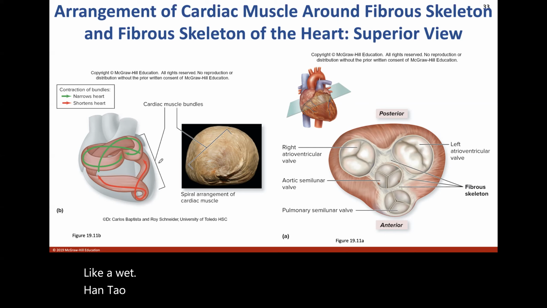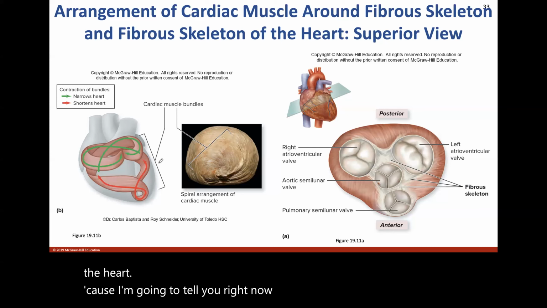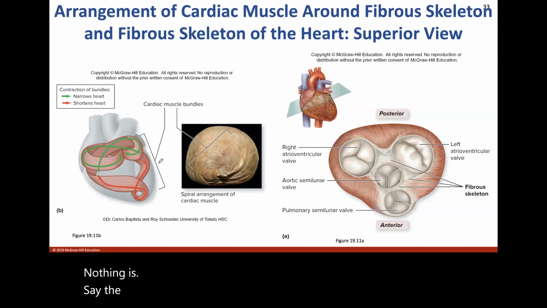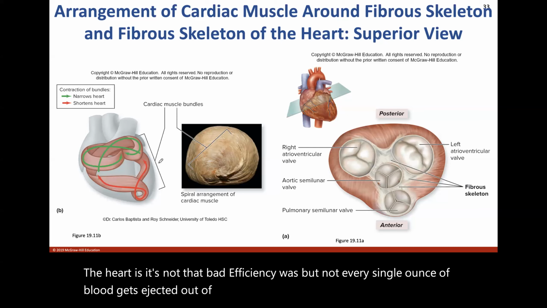And it does that to ensure that we get the majority of blood ejected from the heart. Because I'm going to tell you right now, the heart is not 100% effective. Nothing is 100% effective in the body, right? Nothing is. Cellular respiration is only 33% efficient. The heart, it's not that bad, efficiency-wise. But not every single ounce of blood gets ejected out of that heart. But it damn near does.